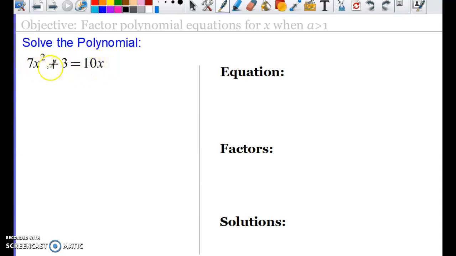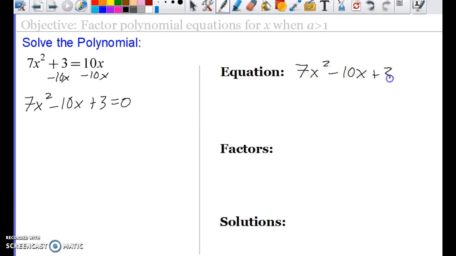Again, I want to take advantage of the zero product property, so I want one of these sides to be equal to 0. So I'm going to move this 10x over to the other side by subtracting, using the inverse operation of positive 10x. Inverse of adding would be subtracting. So minus 10x plus 3 equals 0. So that's my equation I need to solve. So again, I start out with an equation that's set equal to 0 in order to solve by factoring, because I want to take advantage of that zero product property.